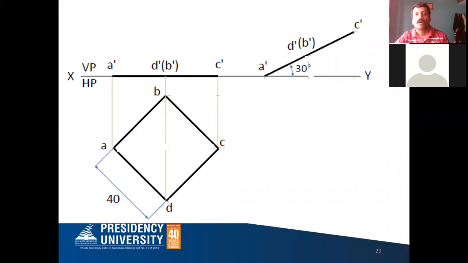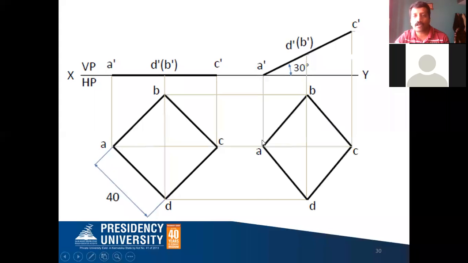Okay, so now how to draw the top view for this? You keep on drawing the vertical projectors from the previous front view and horizontal projectors from all the points of your top view. Now coincide the points. A is here, A dash is here, this is A. B is here, B dash is here, this is B. C is here, C dash is here, this is C. D is here, D dash is here, this is D.